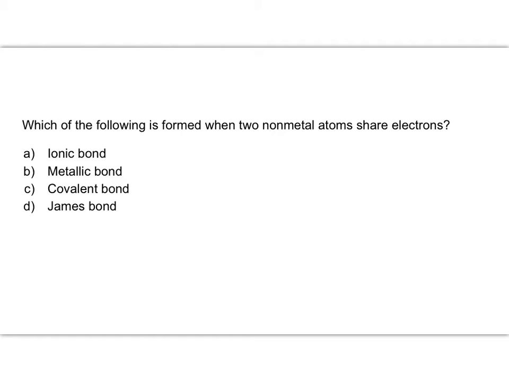Which of the following was formed when two non-metal atoms share electrons? So the key here is really sharing electrons, but also anytime you have two non-metal atoms bonding, they're going to form the same type of bond. And it involves sharing electrons, and the name for that is covalent bonding. Okay? Sharing of electrons results in covalent bonding. An ionic bond is formed when atoms exchange electrons.